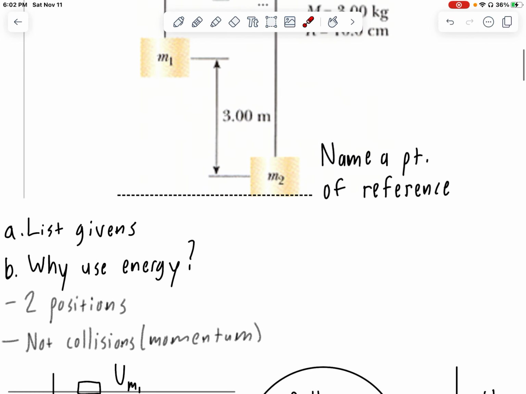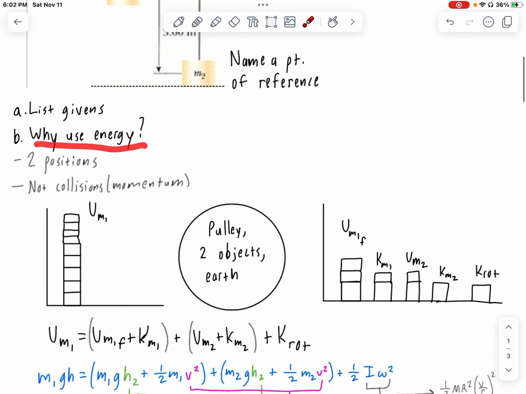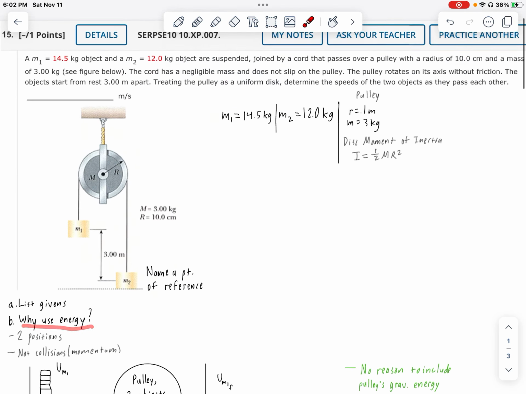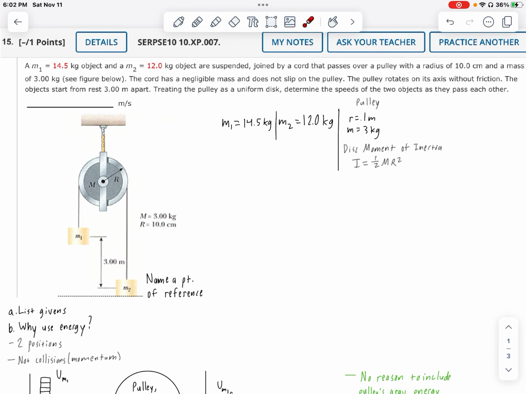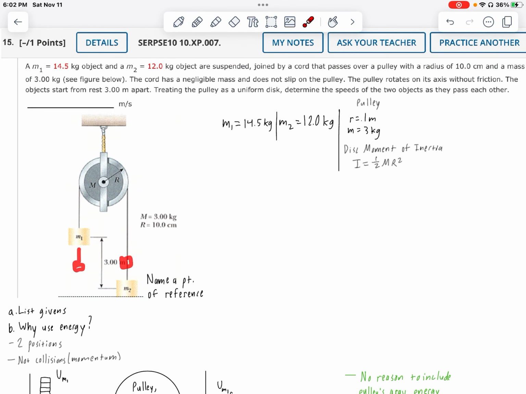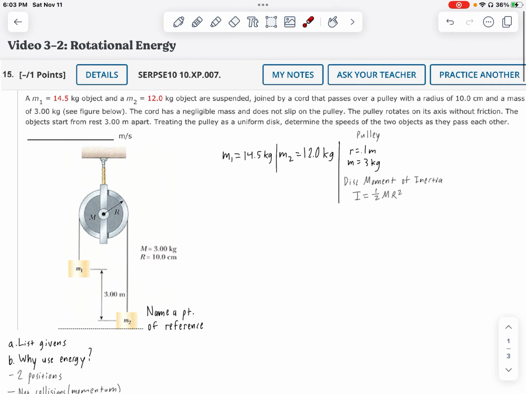And then, we're going to be using energy here because this is the energy video. We're going to be observing the system at 2 points, which is this initial point, and then the point where these masses would meet and be at the same level. And this isn't collisions, so no need to use momentum. That's probably video 3-3.